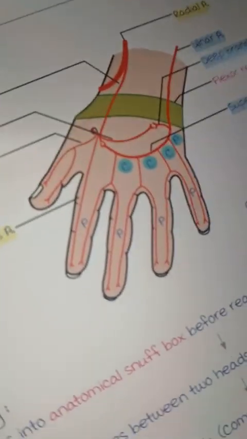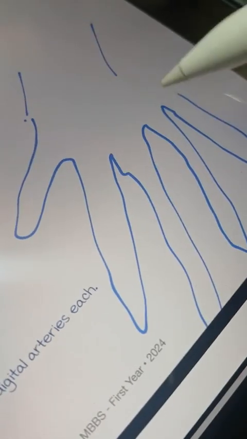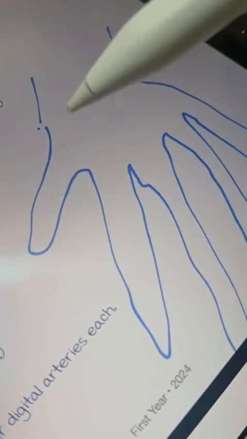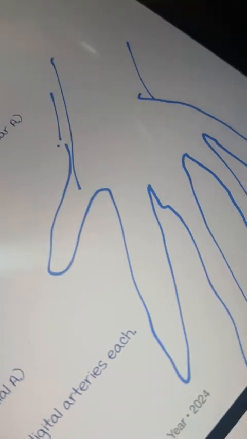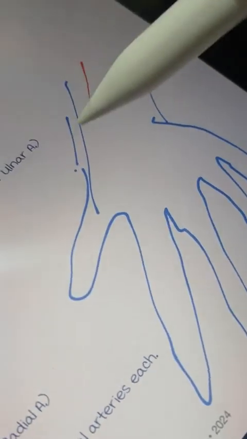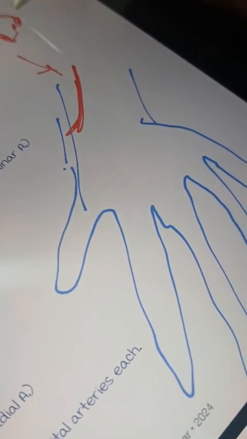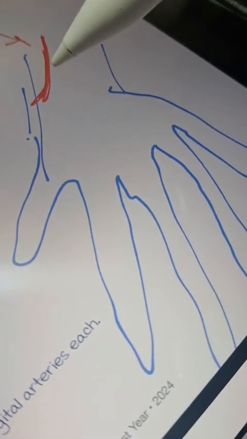What is important to know over here is that, see, in this diagram, this is a very manual diagram drawn by me. For example, this is your hand like this. So in this hand, what is important to know is there are going to be two branches. This is going to be the branch known as the radial artery. Now this radial artery is going to give a superficial branch.